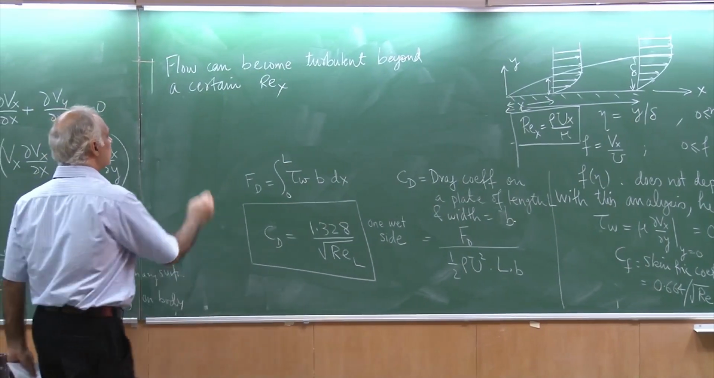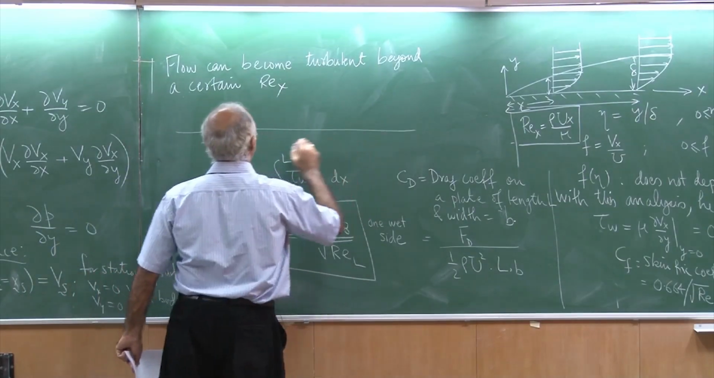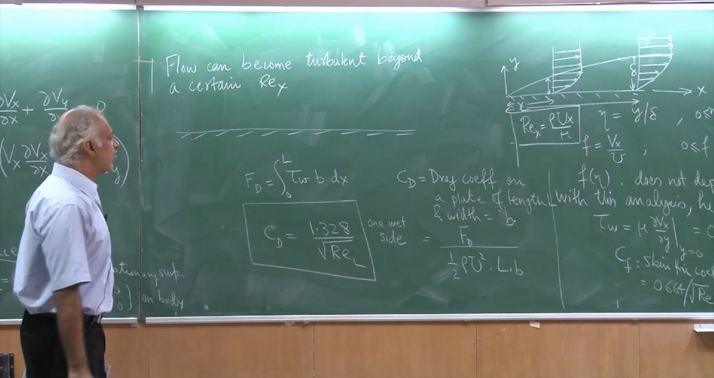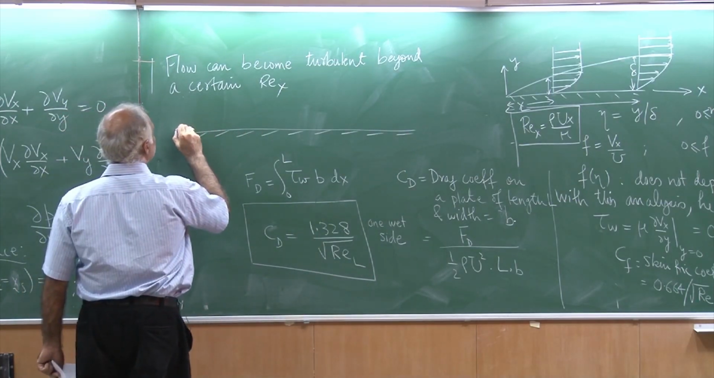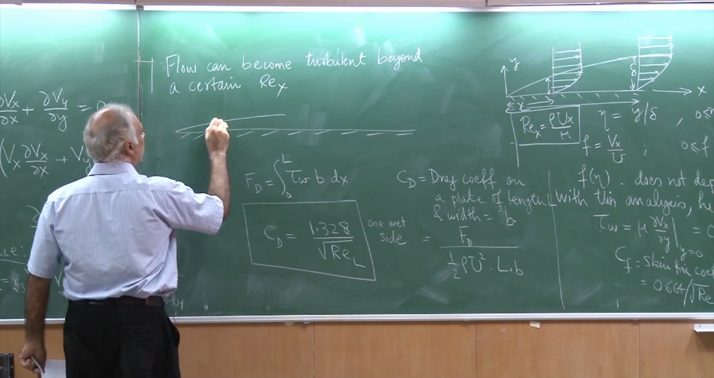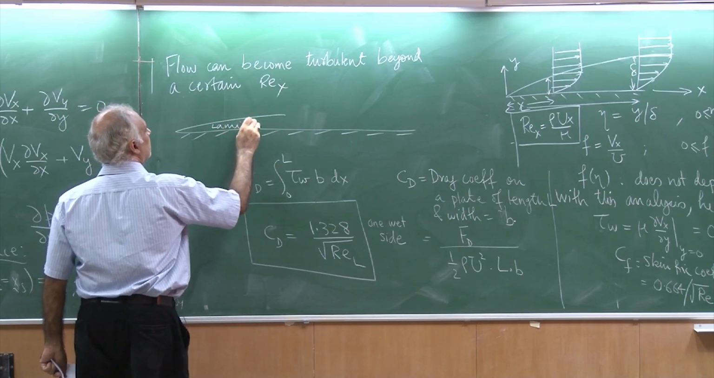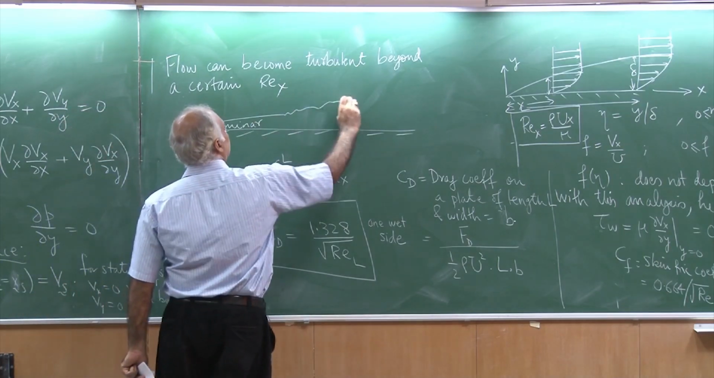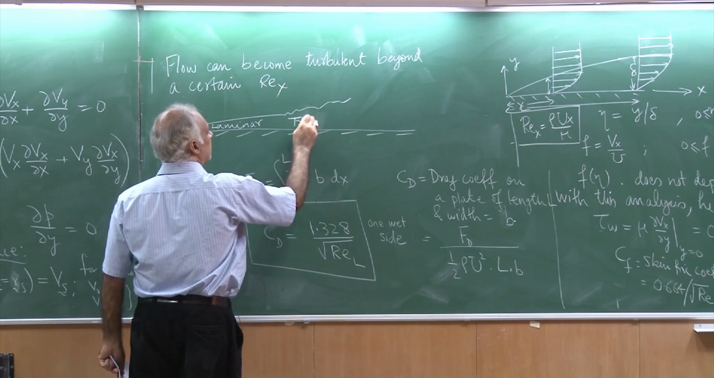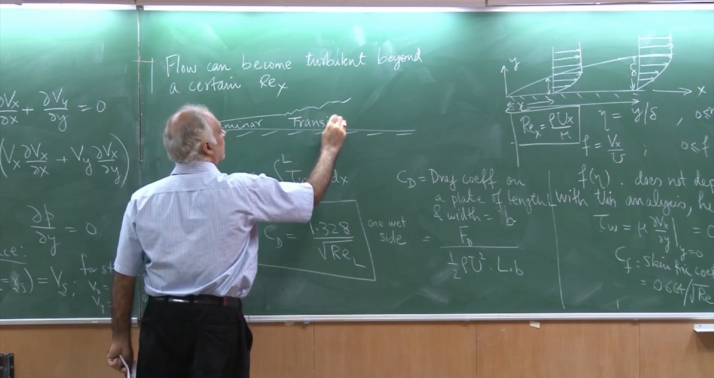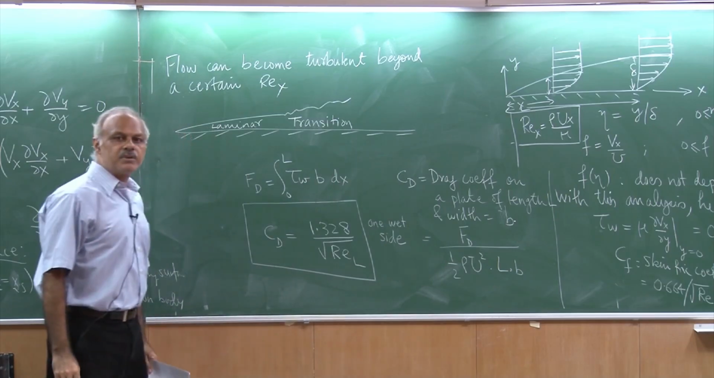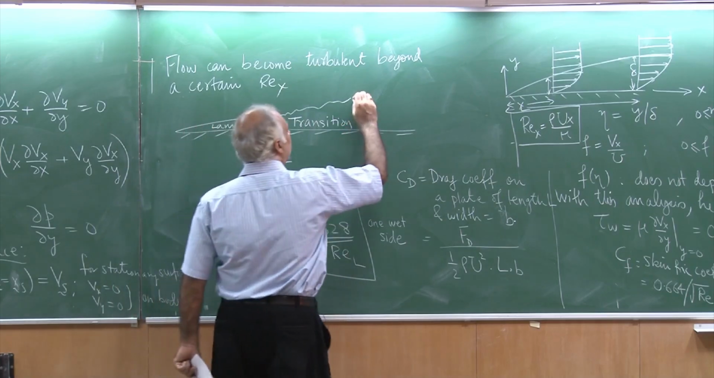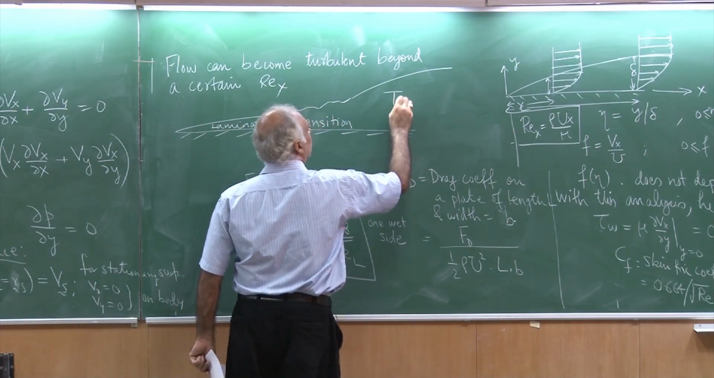In fact, what I would like to show you is that if I take a flat plate and I draw a boundary layer on it, what could happen is I could get a laminar boundary layer, and then after some time it goes through some transition, just as we saw in flow inside a pipe, the experiments of Professor Osborne Reynolds, and then you could have a turbulent boundary layer.